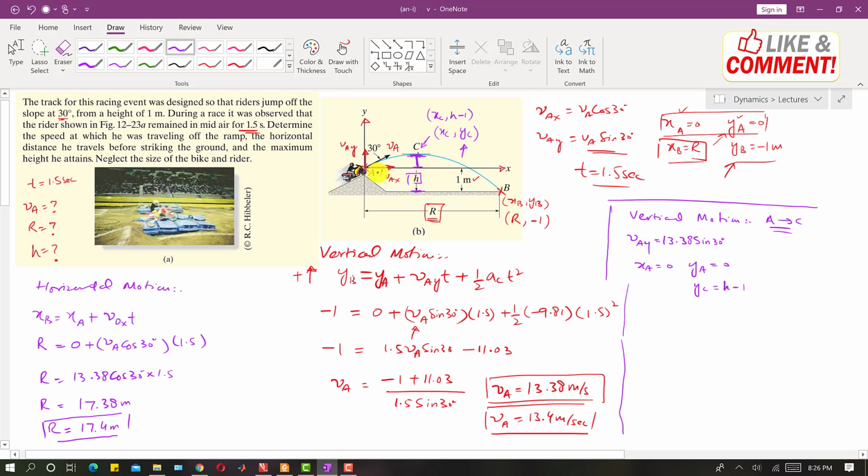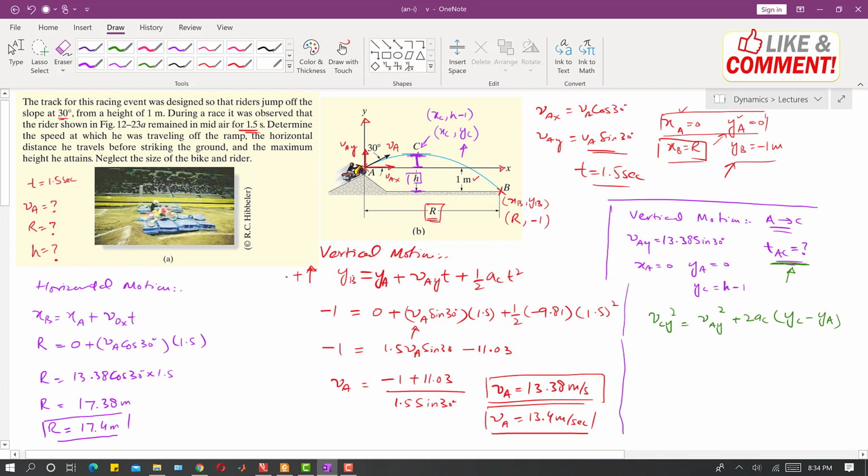The time from A to C is not known, so let me write that TAC is not known. Since the time is not known for this part of the motion from A to C, we will use the equation which does not have time in it. So this equation will be VCY square, the final velocity in the y direction, equals the initial velocity in the y direction squared plus 2AC times YC minus YA.